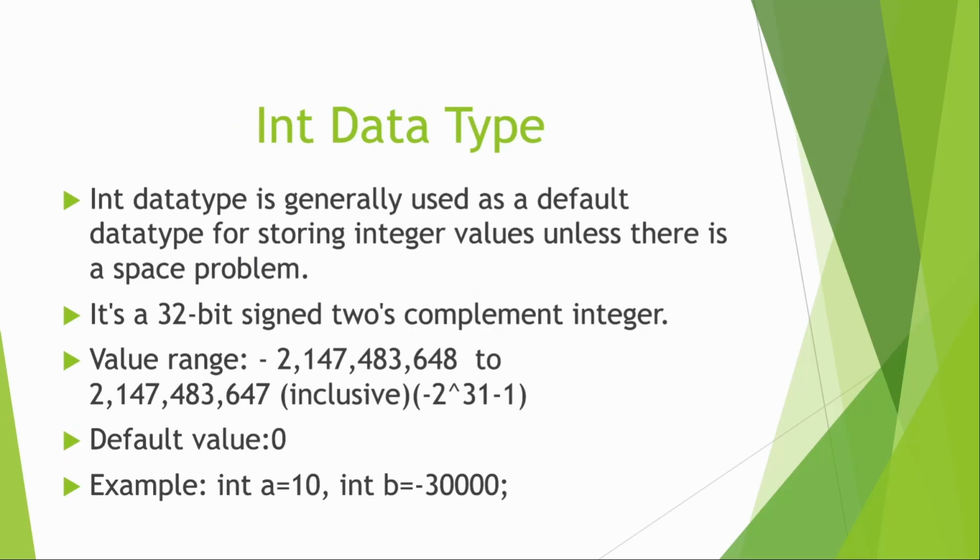Next, integer data type. We saw 8-bit, 16-bit. Now integer is a 32-bit signed 2's complement integer. This is the default data type for storing integer values unless there is a space problem. Now you know what to do for a space problem. You can take byte or short depending on how much space you want to save. Byte saves more space, whereas short saves less space, because byte saves 4 times the space, whereas short saves 2 times the space.